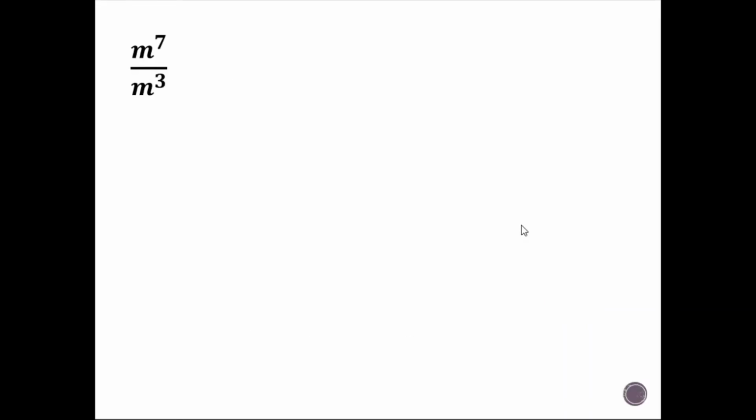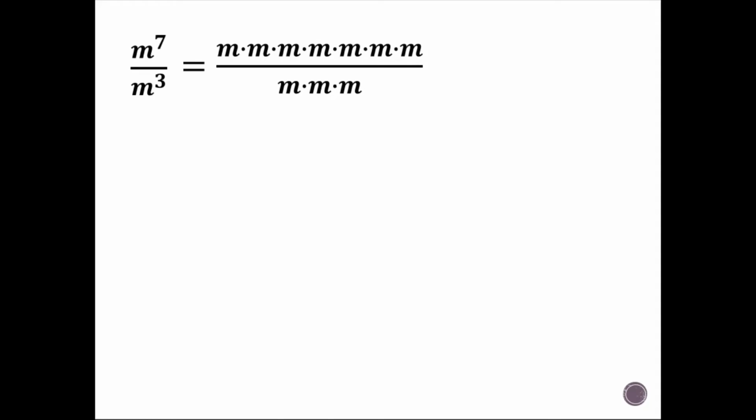Now what if we have m to the 7th power over m cubed? Obviously, this is not anymore multiplication because this is a rational expression, so this suggests that the operation is division. To divide, we will expand the expressions on the numerator and denominator and cancel the common factors.